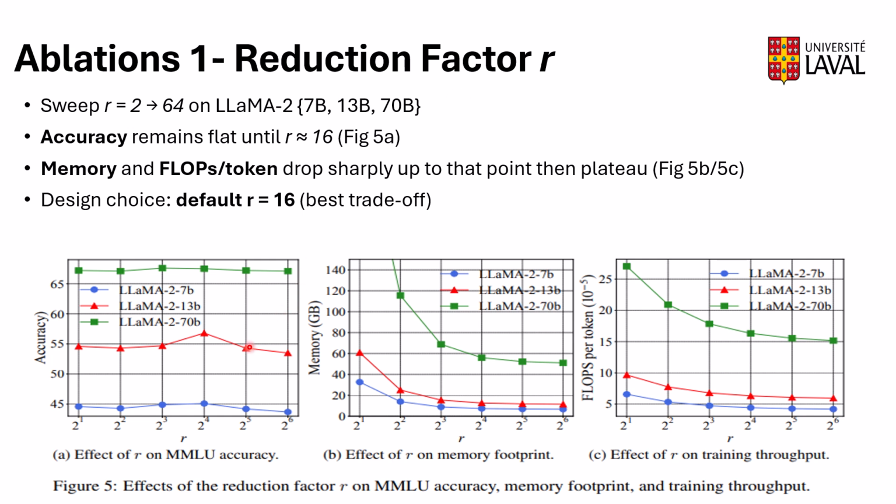As shown in the left plot, accuracy remains stable until it reaches R equals 16, after which it starts to decline. Meanwhile, in the middle and the right plots, memory footprint and FLOPs per token drop sharply up to R equals 16. Based on this, the authors select R equals 16 as the best trade-off between performance and efficiency.